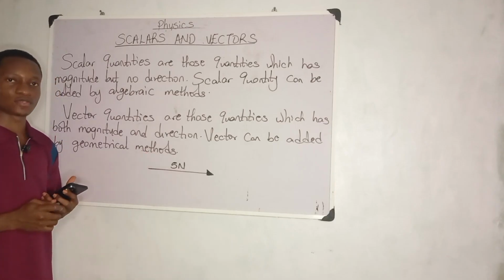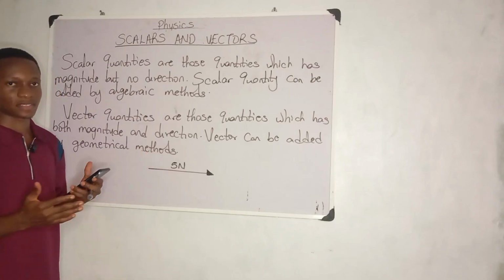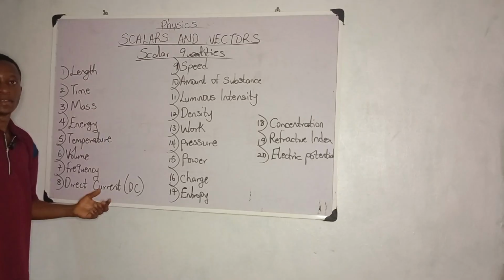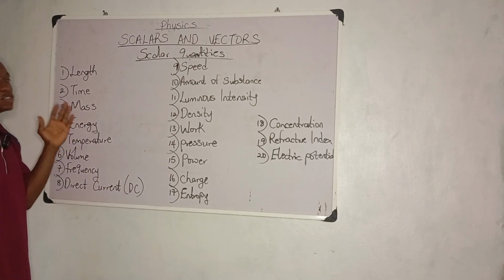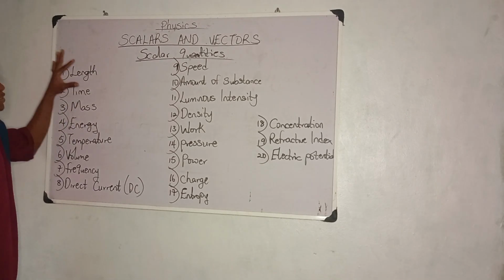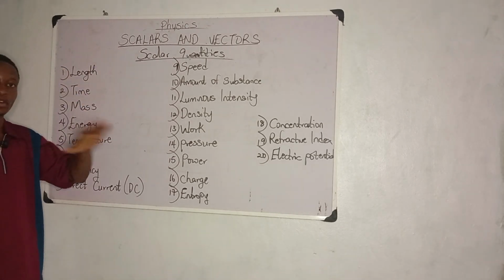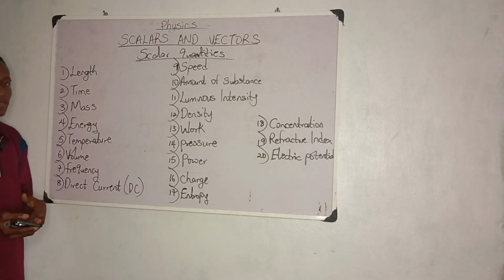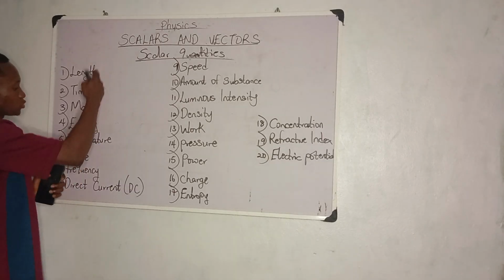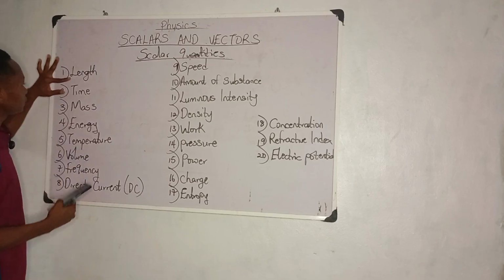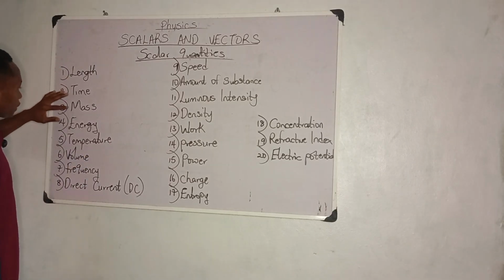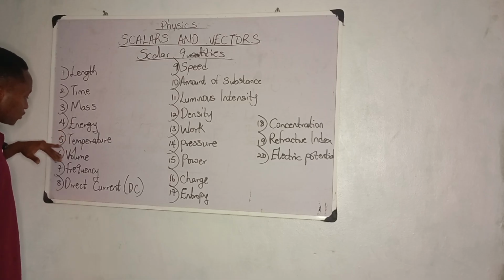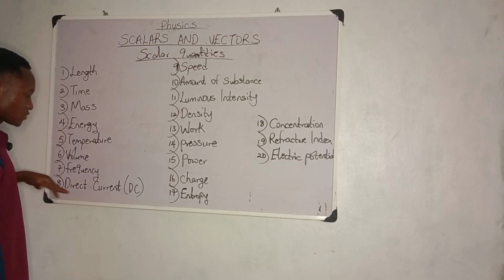Now let's go over to the massive examples of scalar quantities and vector quantities, which you should know. There are some quantities that are actually scalar. Not all quantities in physics are scalar. We have the scalars and we have the ones that are vectors. So take note. Examples of the scalar quantities are length, time, mass, energy, temperature, volume, frequency, direct current.